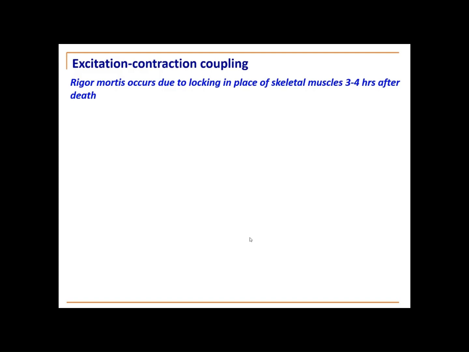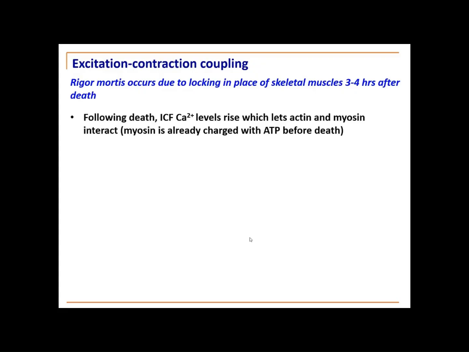So an interesting situation is rigor mortis. Why do we get stiffening of muscles a couple of hours after death? This is because of the locking in place of skeletal muscles. So following death, the intracellular fluid calcium levels rise. That increase in calcium levels leads actin and myosin to interact because remember that calcium is bound to troponin and it's opened up the myosin binding site on the actin. So the two of them can then bind. And at this point, myosin is already charged with ATP. Remember, it's already in this active position, ready to go.